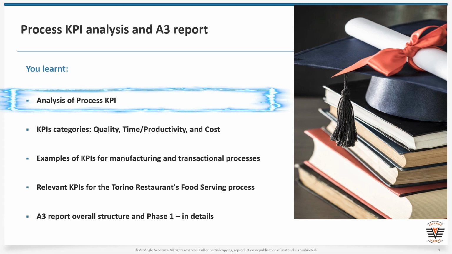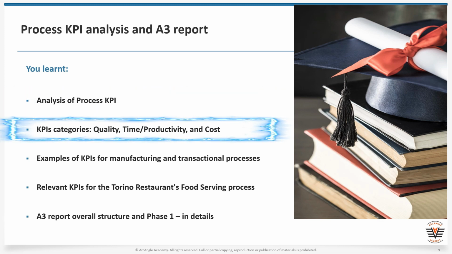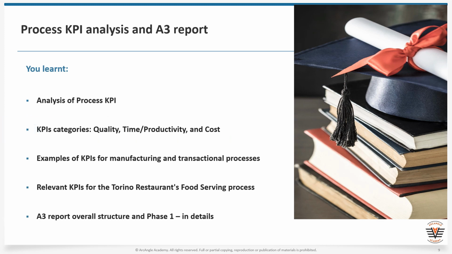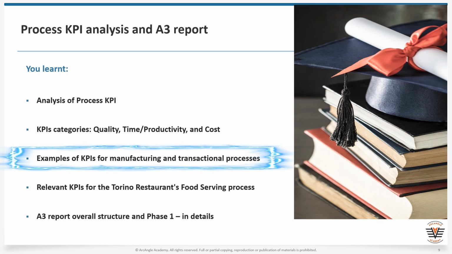By analyzing key performance indicators, KPIs, you have gained insights into process performance, efficiency, and effectiveness. This analysis helps you identify specific areas that require improvement and set targets for your Kaizen projects. You have learned to categorize KPIs based on the three fundamental elements of quality, time/productivity, and cost. This categorization helps you better understand the client's priorities and expectations, allowing you to focus your improvement efforts on specific areas.